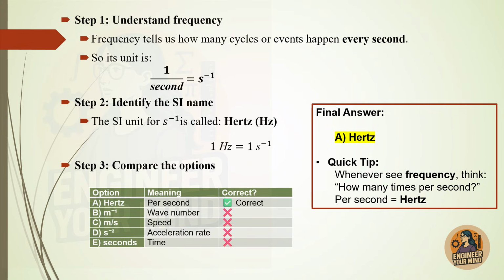Step 4. Check the options. Option A, hertz, correct. Option B, meter to the power minus 1, incorrect. That is related to wave number. Option C, meters per second, incorrect. That is speed. Option D, seconds to the power minus 2, incorrect. Option E, seconds, incorrect. That is time, not frequency. Final answer. The SI unit of frequency is hertz, which is option A.